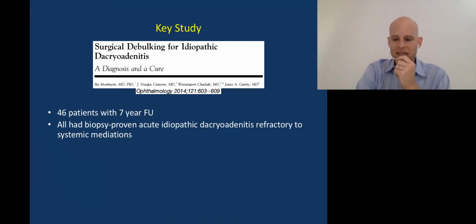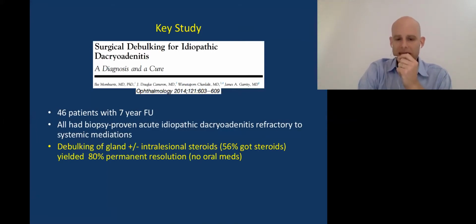So they were then sent to these centers. And what they did is they took the patient back to the OR. They did a large debulking of the gland. So they took a large chunk of the lacrimal gland, and they also injected intralesional steroids. They took Kenalog and literally injected steroids into the lacrimal gland in 56% of these cases.